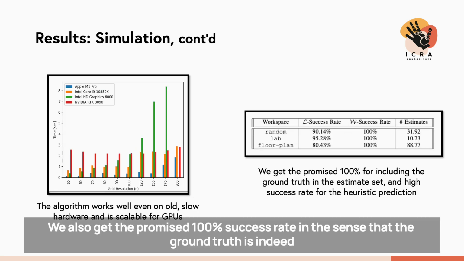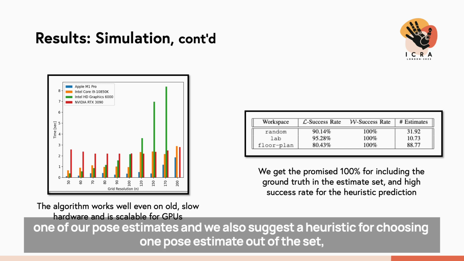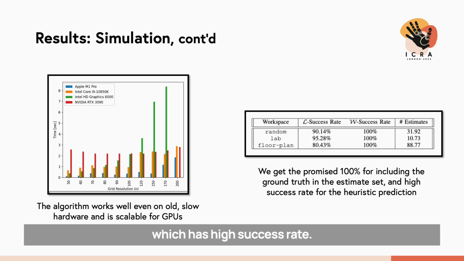We also get a promised 100% success rate, in the sense that the ground truth is indeed one of our pose estimates, and we also suggest a heuristic for choosing one pose estimate out of the set, which has high success rate. Our algorithm works well even on old, slow hardware and is scalable for GPUs and other multi-core hardware.